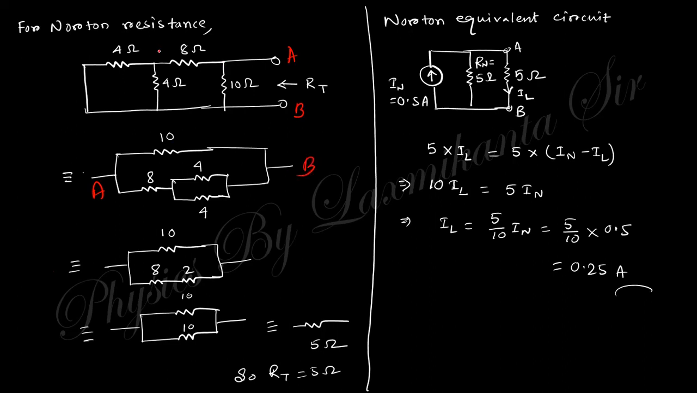Another 8 becomes, this point is suppose C. This point is C, and C and D are connected with B. So from these, 4 are connected. So these 4 and 4 are parallel. So 4 parallel means 2, and 2 and 8 are in series. So this is 10. 10 10 parallel means 5. So Norton resistance is 5 and the Norton current will be 0.5.